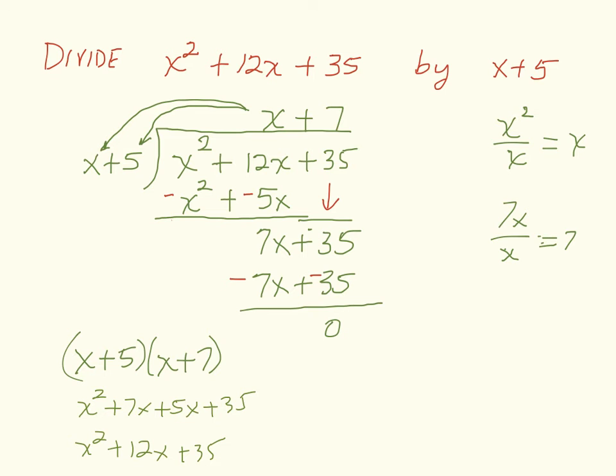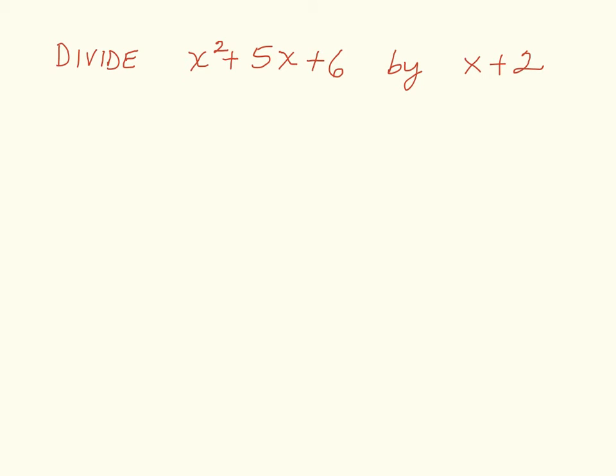Okay, so look at the next one. I'm not gonna talk as much. I'm gonna talk myself through it, but I want you to pay attention. So we're dividing x plus 2 into x squared plus 5x plus 6. I'm dividing the x into the x squared. x goes into x squared x times. Now I'm multiplying. x times 2 is a positive 2x. x times x is x squared.